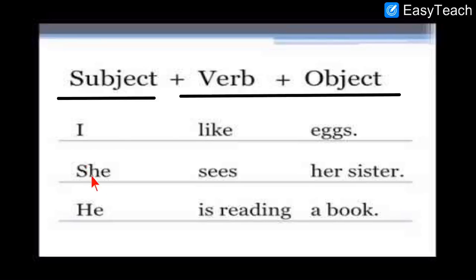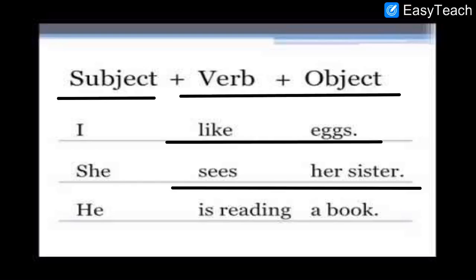Number 2. She sees her sister. Over here also, what is the subject? She sees her sister, that is predicate because that has a verb. See over here the verb was like. Here the verb is see, the action of seeing. It is in present tense, just like this one. So here is the subject, here is the predicate along with the verb.